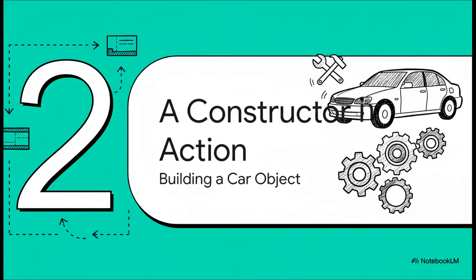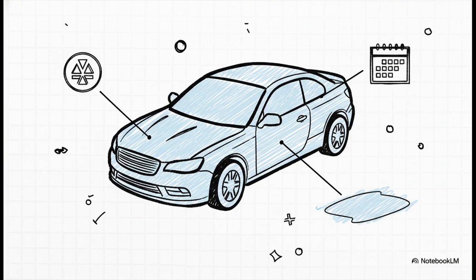Okay, so theory's great and all, but let's see how this actually works in code. We're going to look at a constructor in action by building a car object. We'll use a car class. It's a classic example for a reason, because everyone knows what makes a car. It needs a make, a model, and a year. These are going to be our object's attributes.